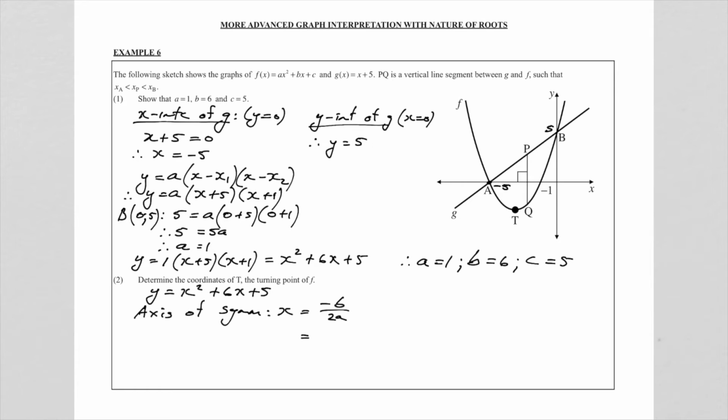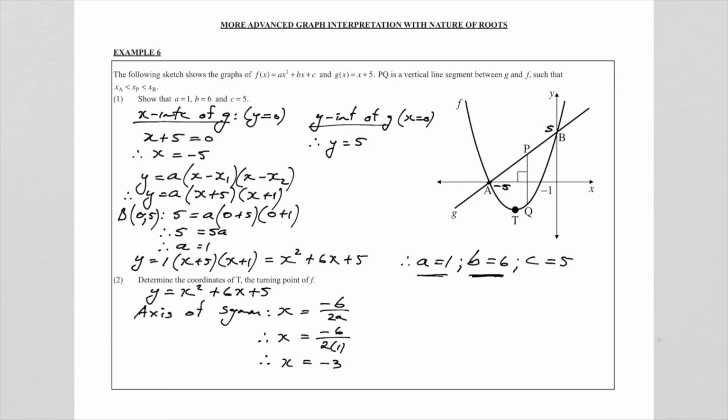And when we substitute b and a, and our b, as you remember, was equal to 6, and our a is equal to 1. So we will have -6 over 2 times 1. So that means that our x will be -3. So that is the axis of symmetry.